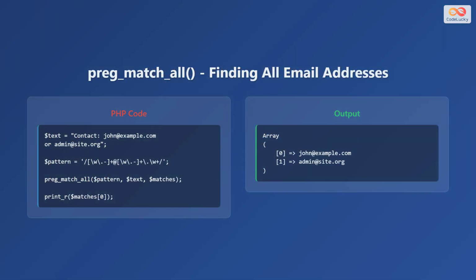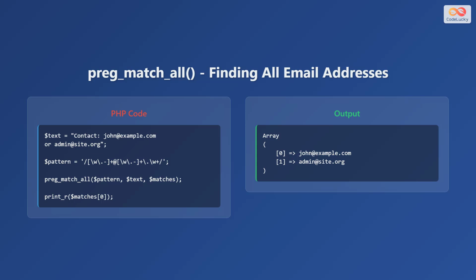Let's look at a practical example of using preg_match_all. The goal here is to find all email addresses within a given text. On the left, we have the PHP code. We start with a text string that contains 2 email addresses, john@example.com and admin@site.org. The regular expression pattern, /[\w.-]+@[\w.-]+\.\w+/, is designed to match email addresses.